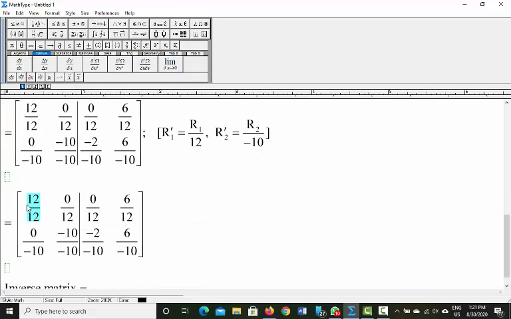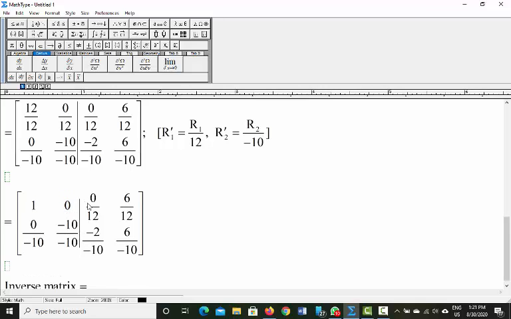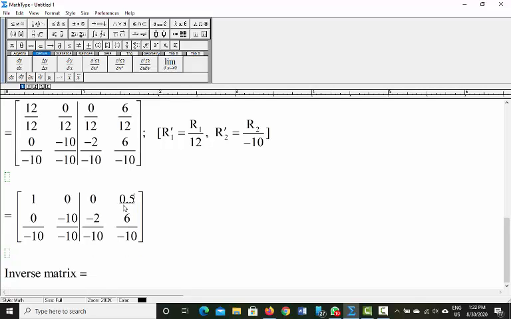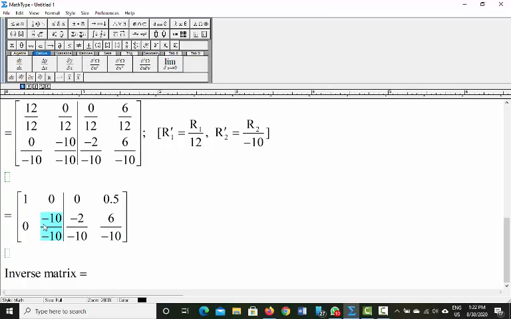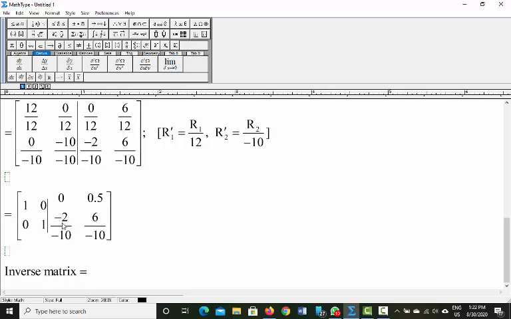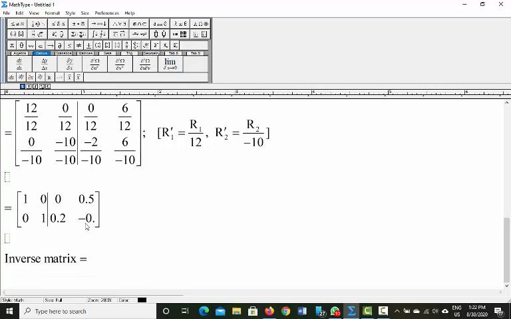So obviously here we will get 1. 0 divided by something, we will get 0. Here also 0 divided by something, 0. 6 divided by 12, we will get 0.5. Here 0 divided by something, 0. Minus 10 divided by minus 10, we will get 1. Minus and minus will cancel each other out. So here we will get 0.2. And here we will get minus 0.6.